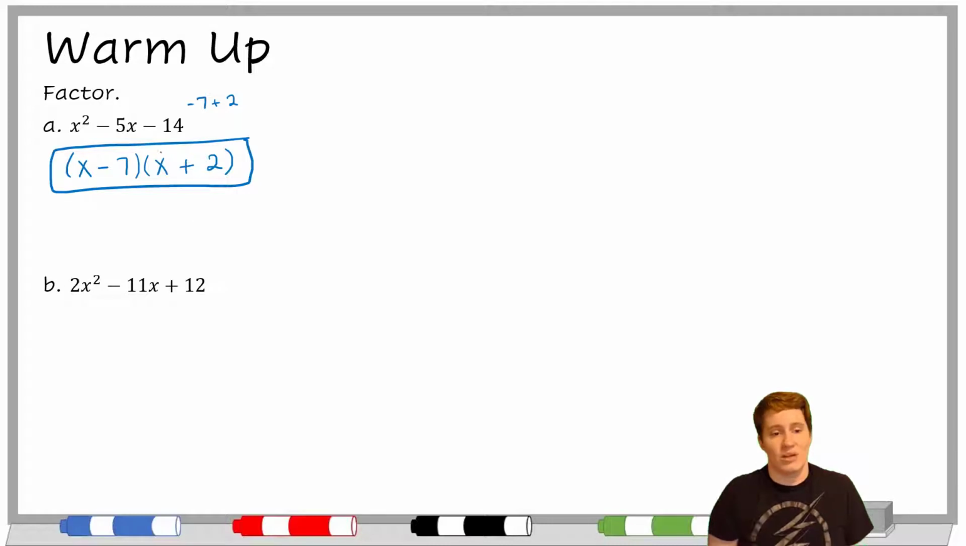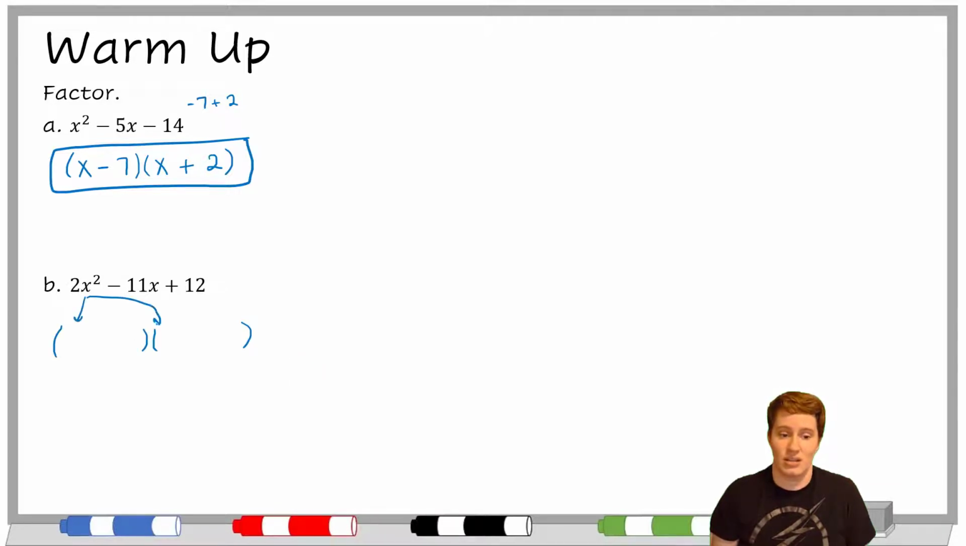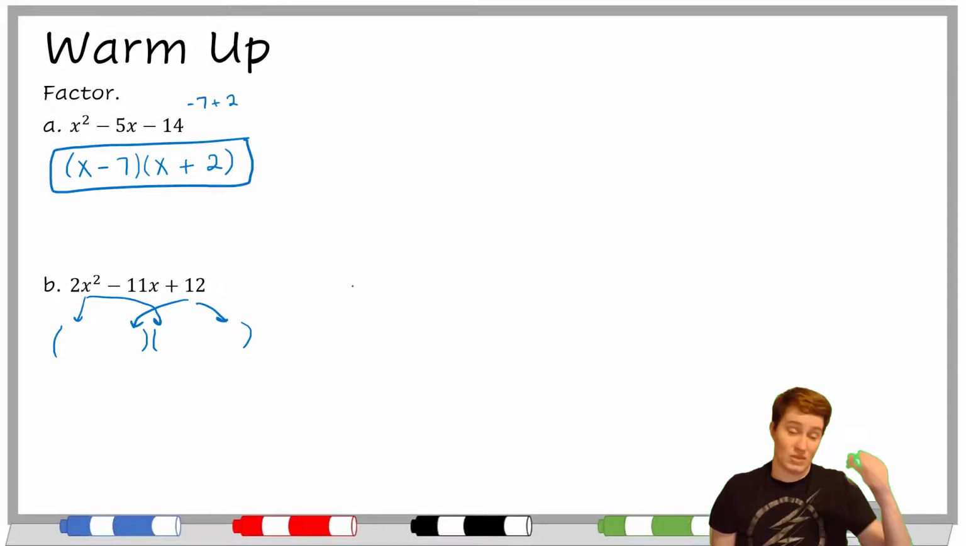So the second one here, the first one didn't have anything in front of x squared, which is why we were able to go straight to our parentheses. But this one has a 2 in front, so we can try to guess and check by saying, okay, how do I split up 2x squared here and here? And how do I split 12 up here and here? But especially since 12 has a lot of possibilities, that could take us a while to come up with the right answer.